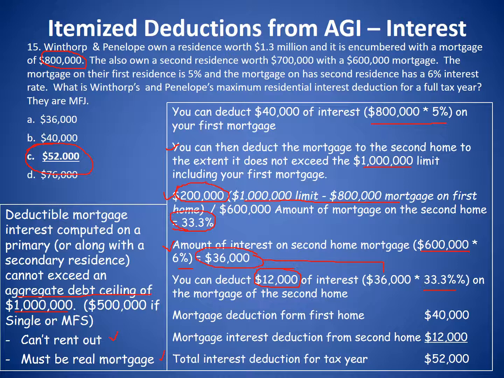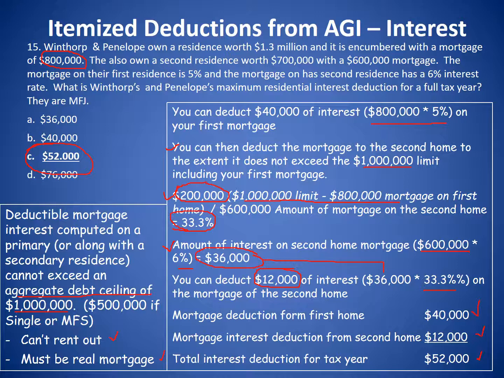So now we can take the $40,000 we can deduct on our original residence and the portion of the mortgage interest that we can deduct from our second home of $12,000. So the total interest deduction for the tax year would be equal to $52,000.